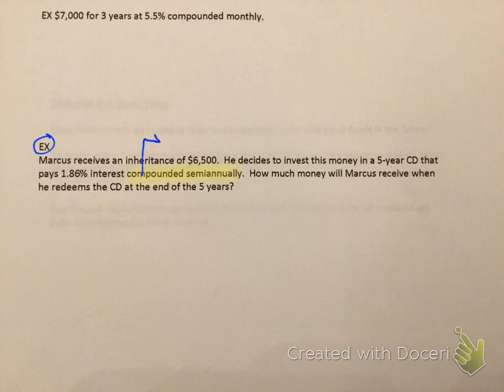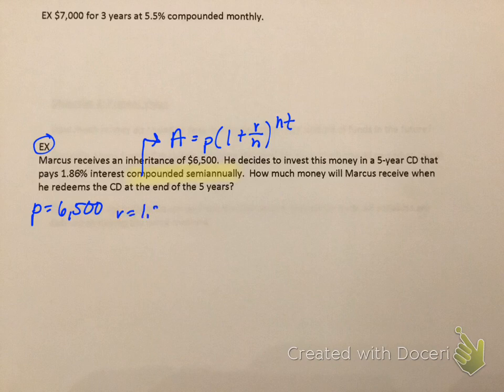lets me know that, hey, I'm going to have to use the compound interest formula, which is A equals P times 1 plus R over N raised to NT. And yes, you have to memorize that. I know some of you are probably thinking that right now. So let's go ahead and write everything down. The principal is the amount of money he gets, so that's $6,500. The rate is 1.86. Remember, got to change that to decimals, so 0.0186. The time is 5 years, and compounded semi-annually, N equals 2.